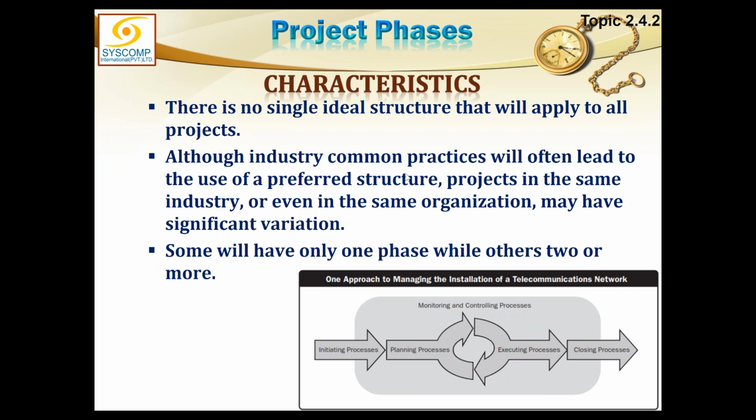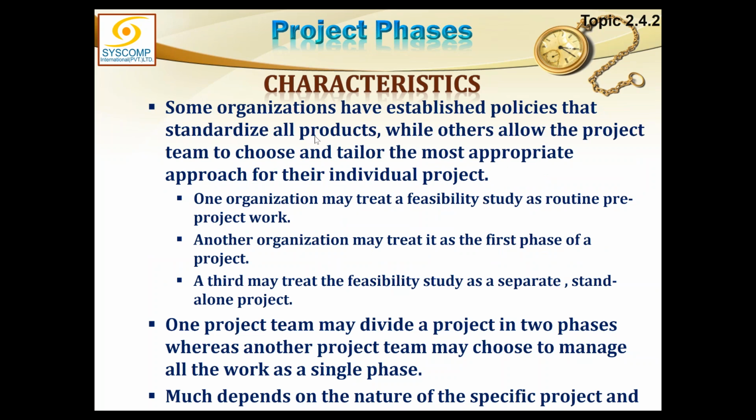So, although industry common practices will often lead to the use of a peripheral structure, projects in the same industry or even in the same organization may have significant variations. So, project to project they will differ. Some will have only one phase, while others can have 2 or more. So, this was the example of a single phase. Some organizations have established policies that standardize all products, while others allow the project team to choose and tailor the most appropriate approach for their individual projects.